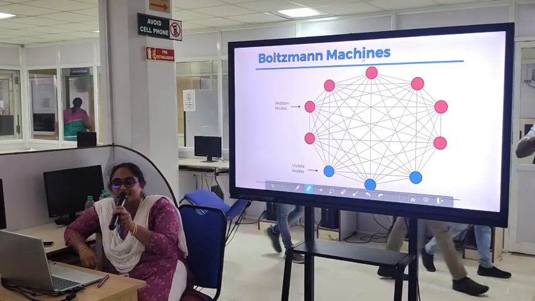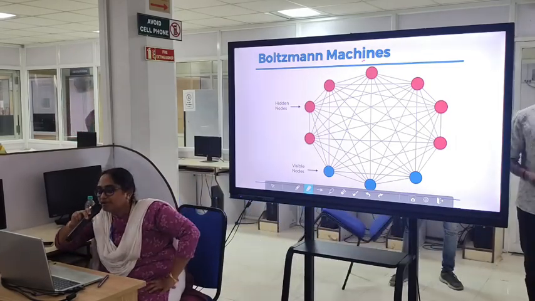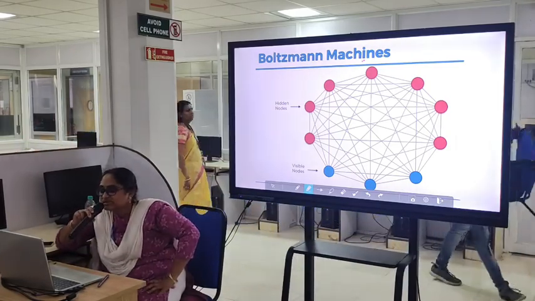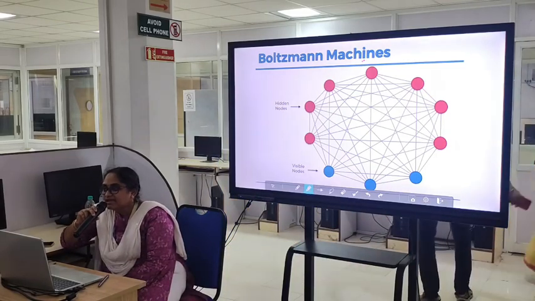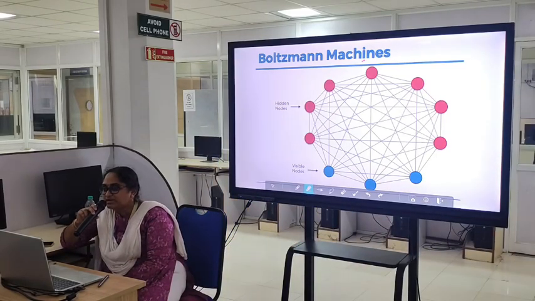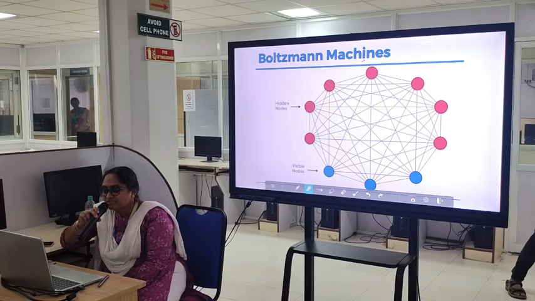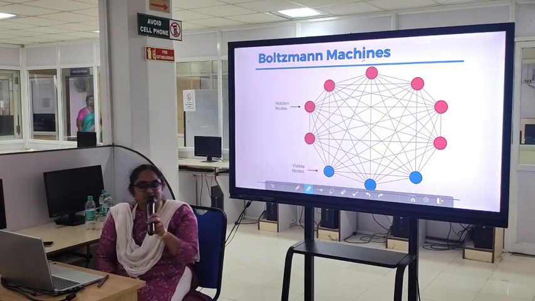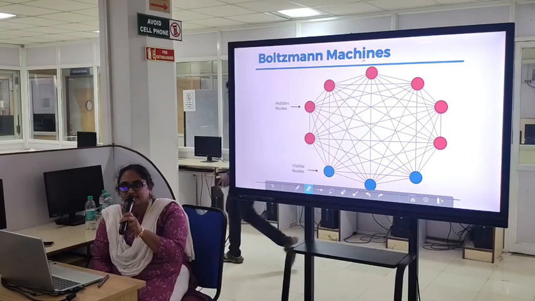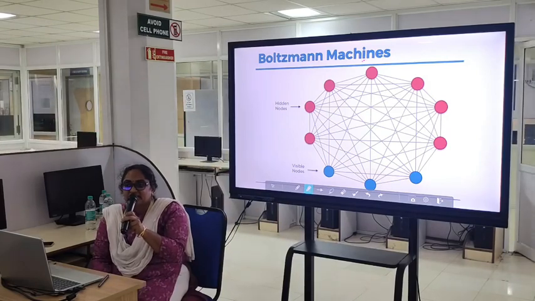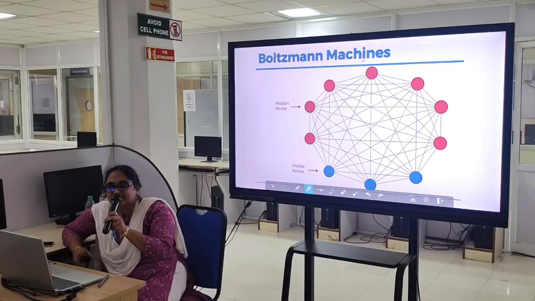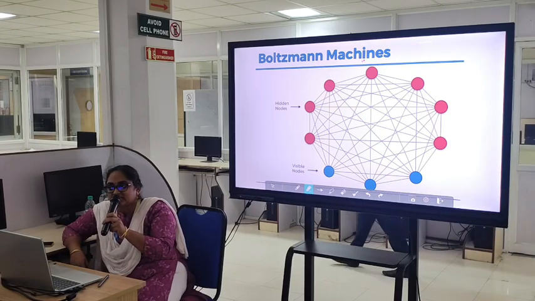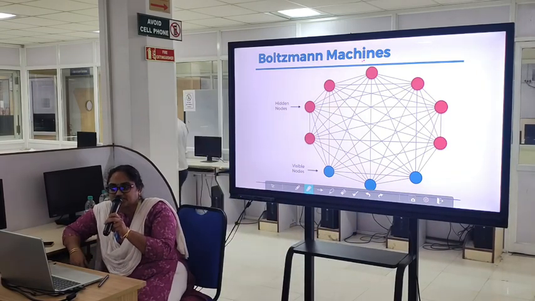Here there is a bigger diagram of a Boltzmann machine. All the orange ones are the hidden nodes. The blue ones are called visible nodes or input nodes. Like I told you, the main difference between other neural networks and Boltzmann machines is that in Boltzmann machines, every node is connected to every other node. There is no direction; it's bidirectional. And the input nodes are also connected to each other, which will never happen in any of the other networks.